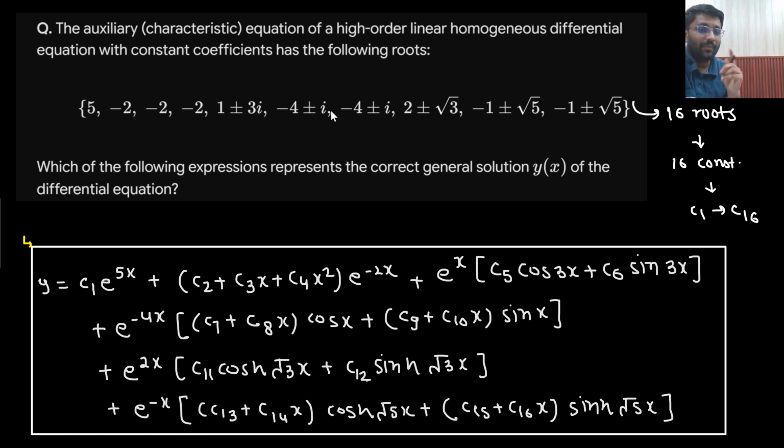I will go to him. Repeated. If I was alone, then the answer would have been e to the power minus 4x, constant cos x, constant sin x. But since I am repeated, constant plus constant into x, constant plus constant into x. Then I will go to this guy. Alone, that means 2 will come outside, e to the power 2x, hyperbolic under root 3x, hyperbolic under root 3x. Repeated, that means constant will become constant plus constant into x. Job done. Is that understandable to you or not?